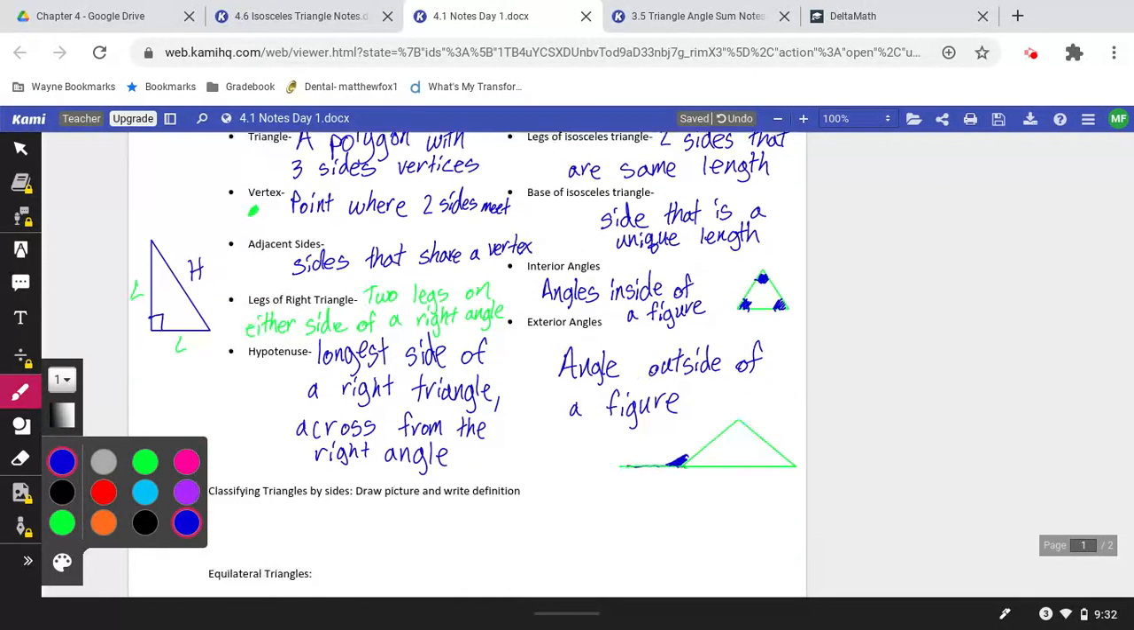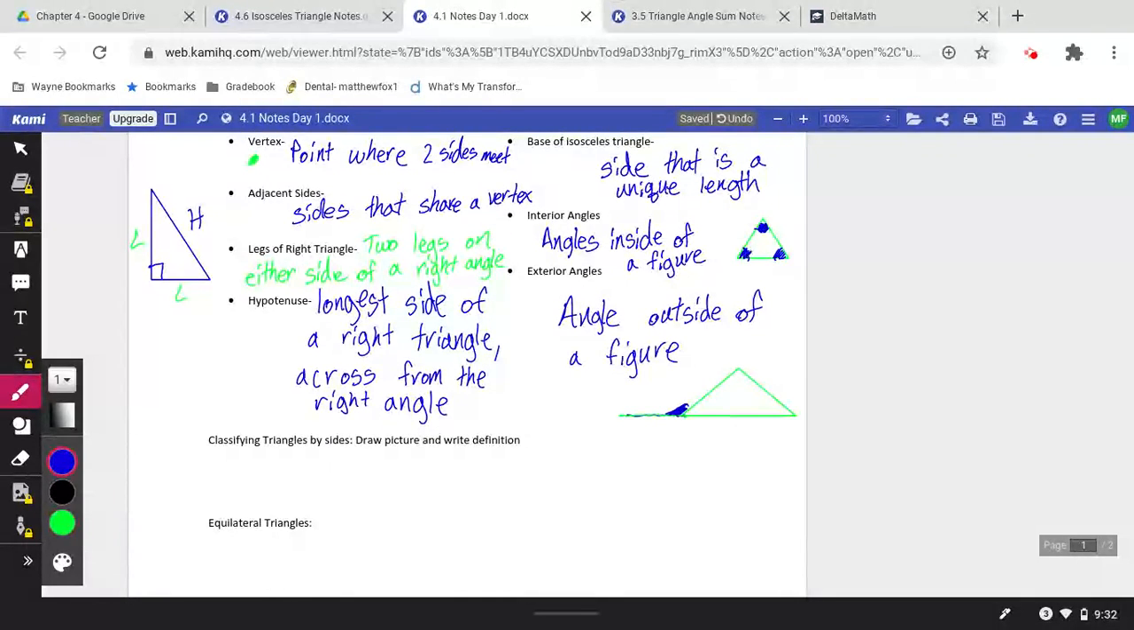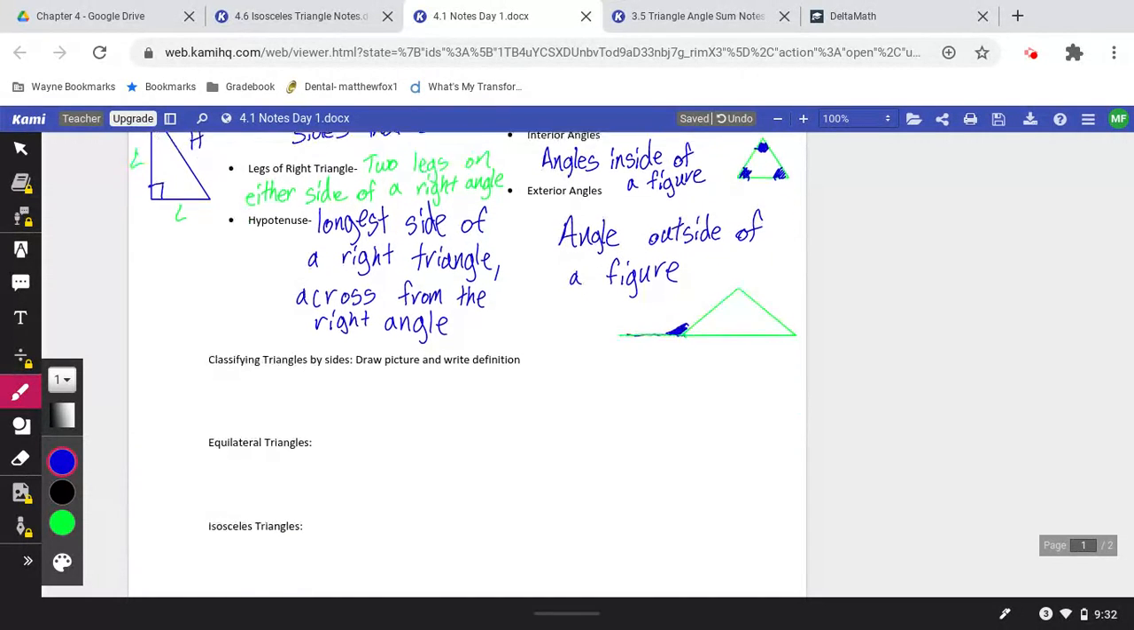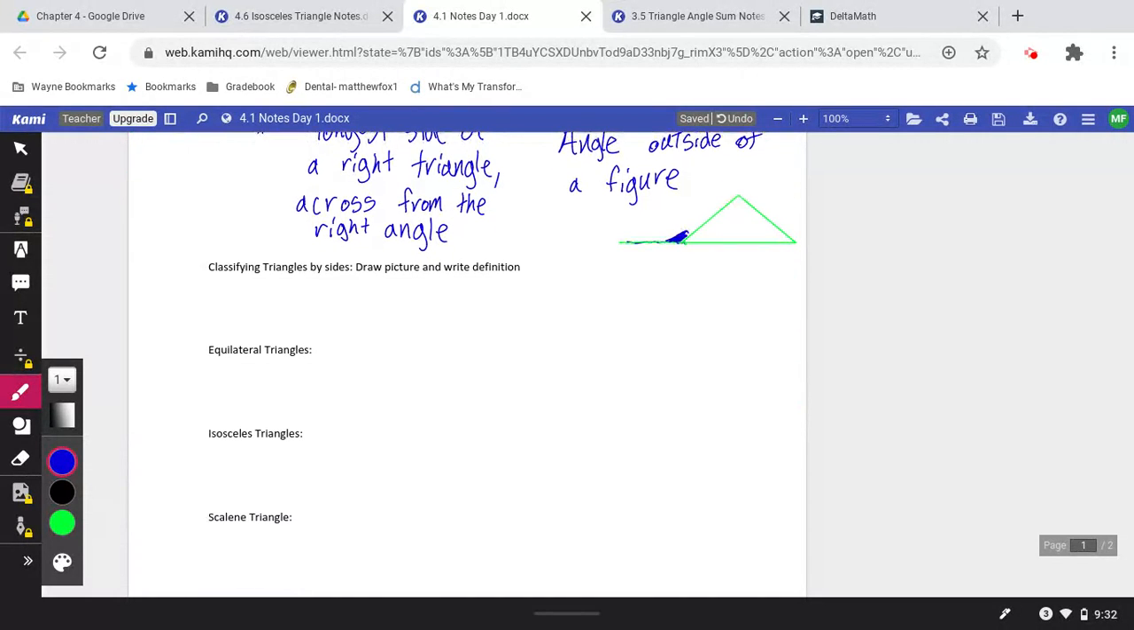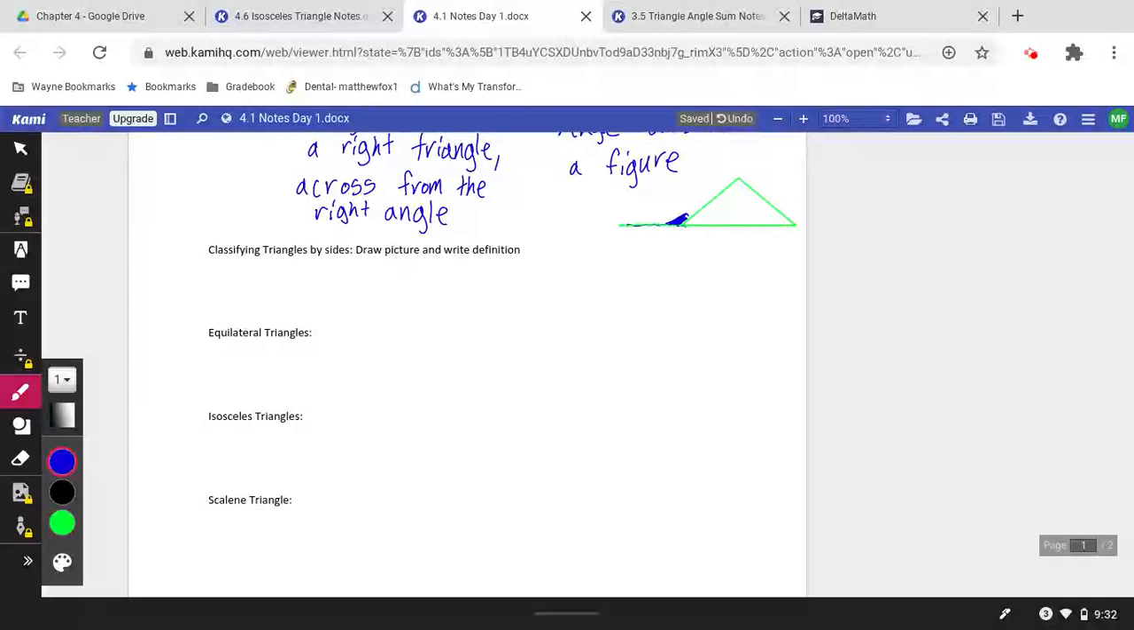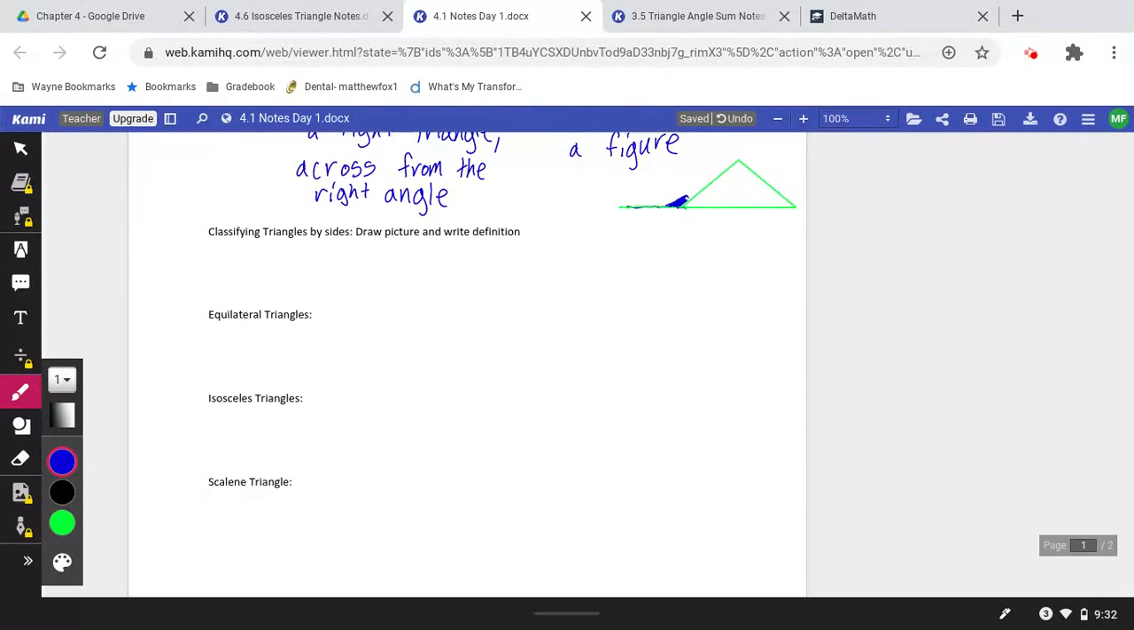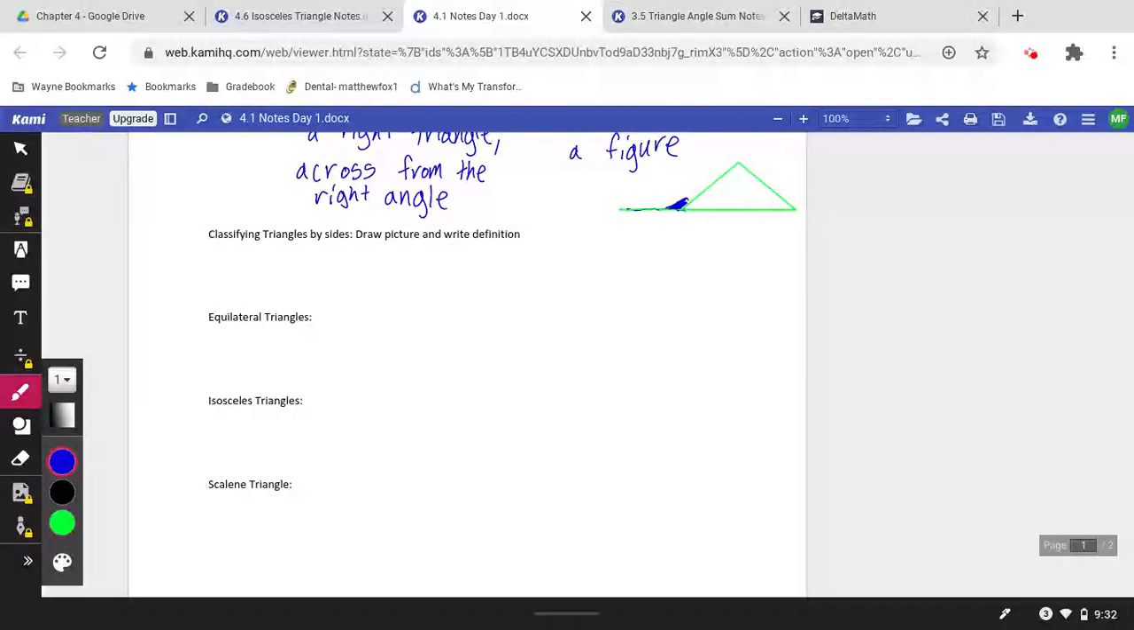Now we're going to go and talk about how to classify triangles by sides. We're going to draw a picture and write the basic definition. Now the good news is these are pretty easy. You probably have already been exposed to some of them. Equilateral triangle. As you know, equilateral, that sounds like equal. And an equilateral triangle is going to have three congruent sides.